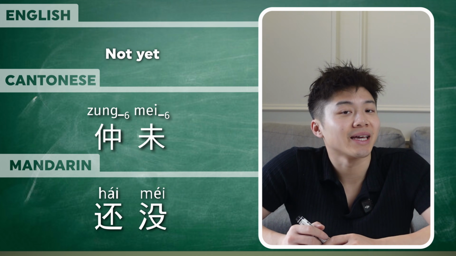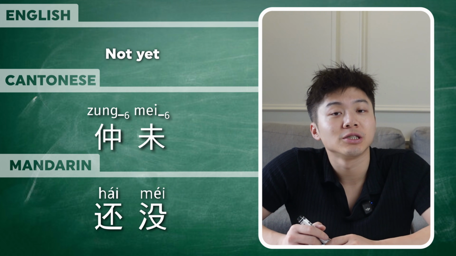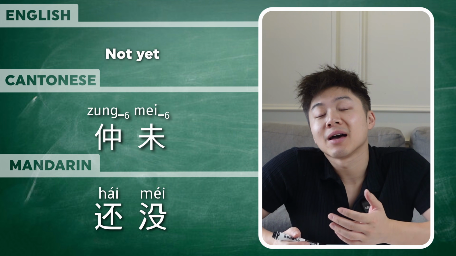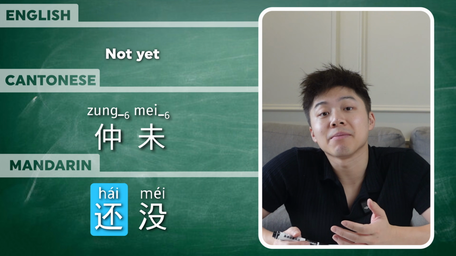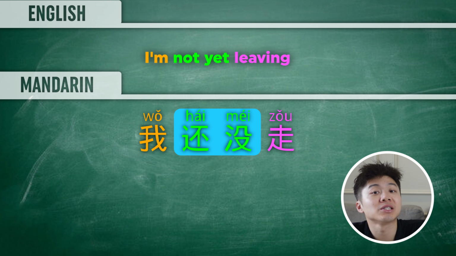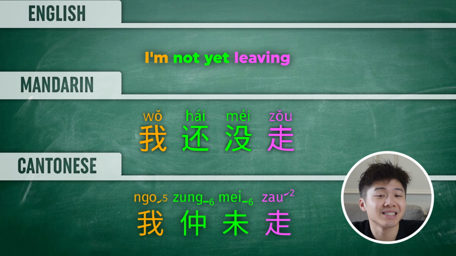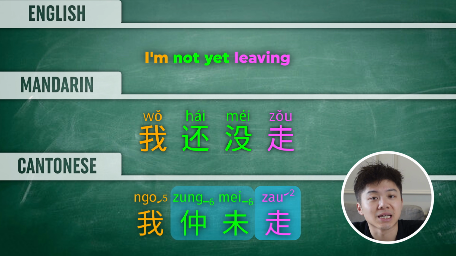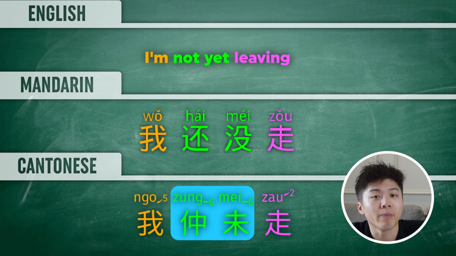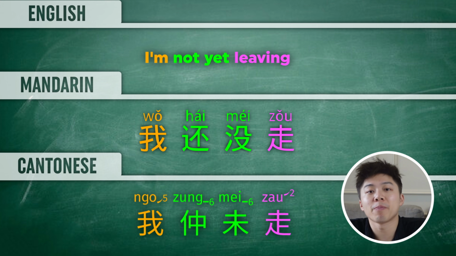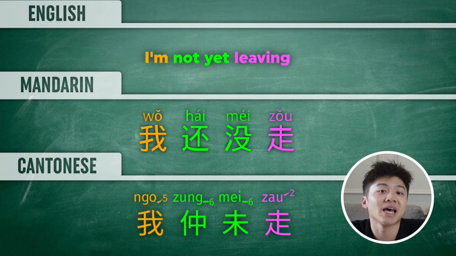So to say not yet in Cantonese, it's 仲未. In Mandarin, it's 还没. So for example, in Mandarin, 我还没走. In Cantonese, same thing, right? 我仲未走. Just pop in 还没 in Mandarin or 仲未 in Cantonese before the verb leaving, 走 in Mandarin or 走 in Cantonese, and your sentence instantly gets that I haven't left yet, right?